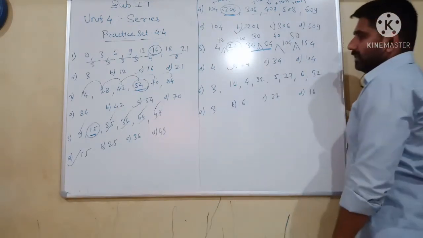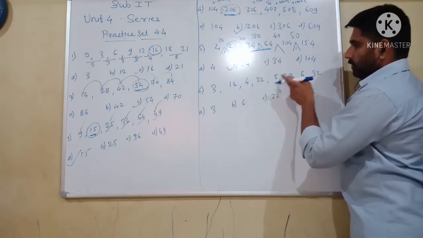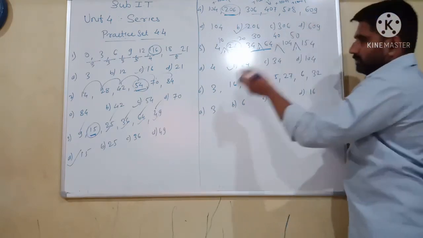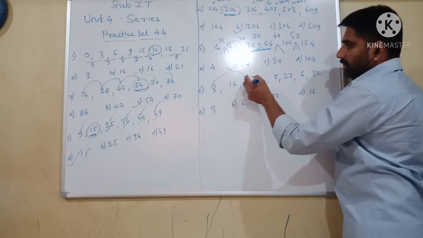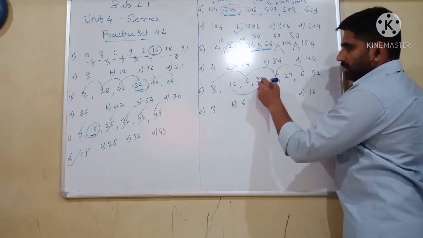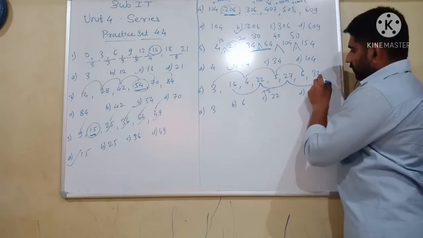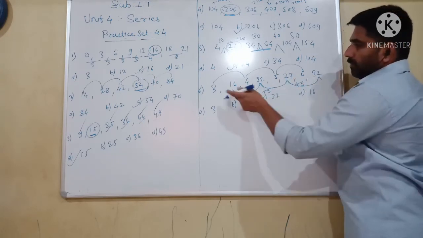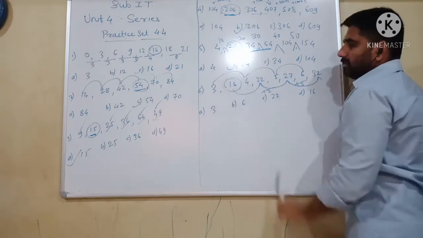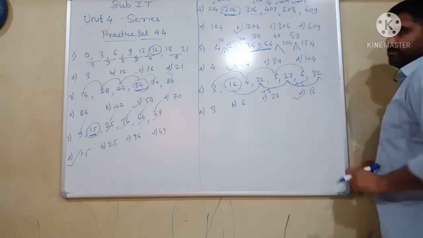And next, in the last question, 3, 16, 4, 22, 5, 27, 6. Here the numbers are changing alternately: 3, then 4, then 5, then 6. But here 16 alternately with 22 is given. After 22, if you add 5, it is 27. After 27, if you add 5, it is 32. But 16 does not follow the pattern of 22, 27, 32. So 16 is our expected wrong term. So the correct option is option number D.